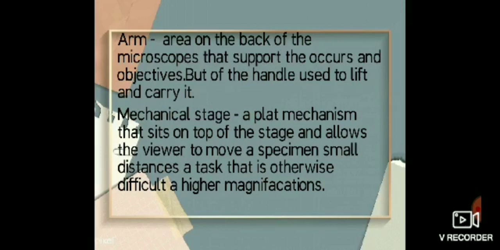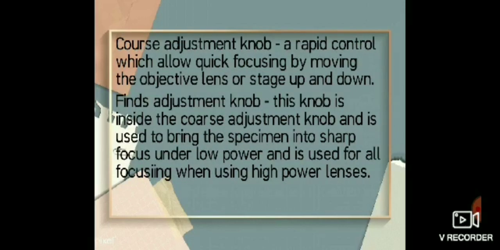A flat mechanism that is set on top of the stage and allows the viewer to move a specimen small distances, a task that is otherwise difficult at higher magnification. And the coarse adjustment knob. A rapid control which allows quick focusing by moving an objective lens or stage up and down. And the fine adjustment knob. This knob is inside the coarse adjustment knob and is used to bring a specimen into sharp focus under low power and is used for all focusing when using high power lenses.